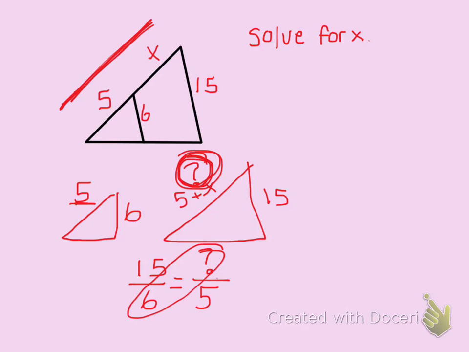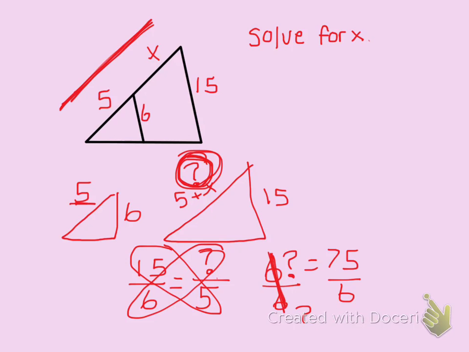Okay, so now I'm going to cross multiply. 6 times something, we don't know what, equals 15 times 5, which is 75. Now I'm going to divide both sides by 6. That tells me that my unknown long side of that triangle, 75 divided by 6, gives me 12.5.